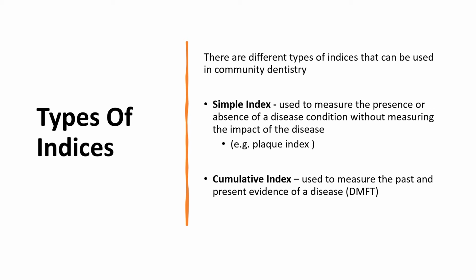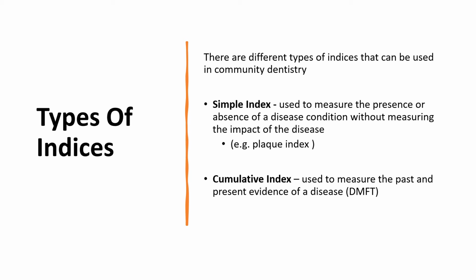The dental caries situation can also be treated. You can do some restoration on the tooth. Even after you've done the restoration, that still gives evidence that dental caries had occurred in that patient. Even if it gets to a worst case scenario where the tooth is lost, that is still evidence that dental caries had happened. So any index that can measure the past and the present evidence of a disease is a cumulative index. And one example of that is the decayed, missing, and filled teeth index, the DMFT index.